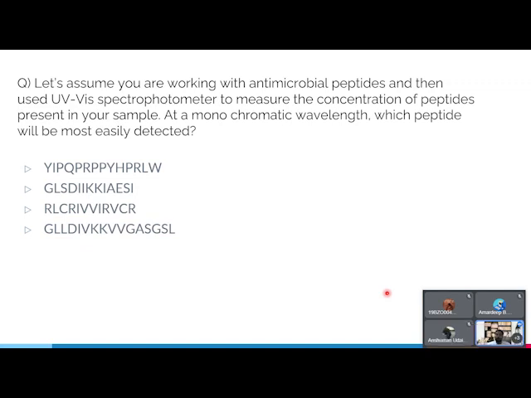So we move on to our second question, which is, let's assume you are working with an antimicrobial peptide and used a UV visible spectrophotometer to measure the concentration of peptides present in your sample. At a monochromatic wavelength, which peptide will be the most easily detected? So you are working with various peptides present in a sample and you want to use UV visible spectrophotometry in order to determine the concentration of the peptide present in your sample. Which peptide among the following four do you think will be the best detected using UV vis spectrophotometry? The options are given here. These are the one letter codes of various amino acids. So only one of them is correct. You can go ahead and type what you think is the correct answer in the chat box.